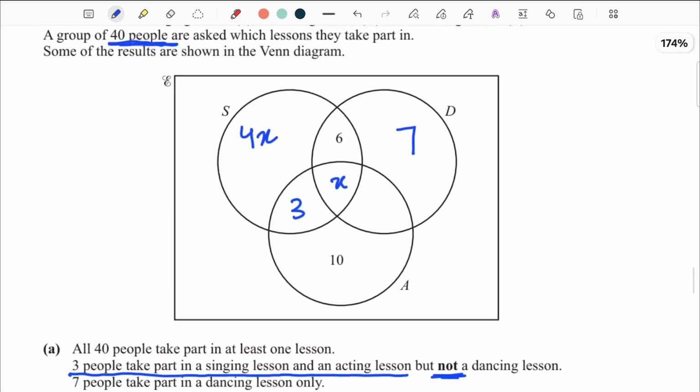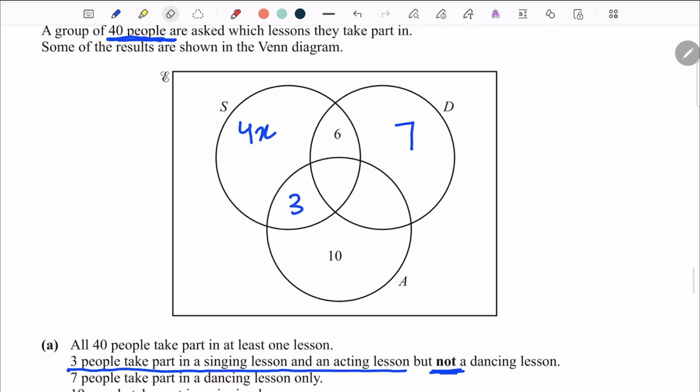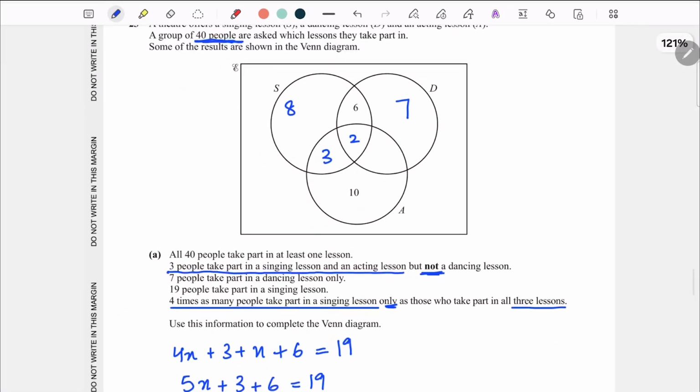So x will be equal to 2. I'm going to replace x by 2, and I'm going to replace 4x by 4 into 2, that is 8. And dancing.